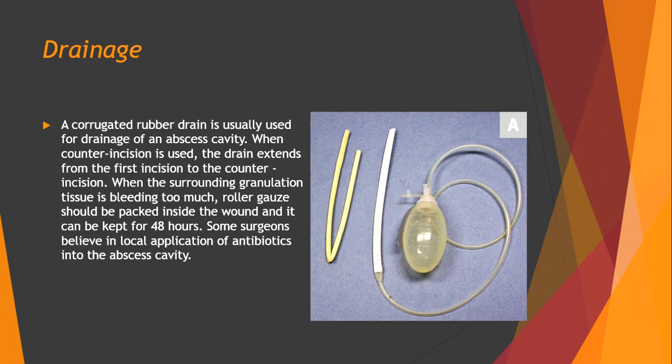Drain. A corrugated rubber drain is usually used for drainage of the abscess cavity. When counter-incision is used, the drain extends from the first incision to the counter-incision. When the surrounding granulation tissue is bleeding too much, roller gauze should be packed inside the wound and it can be kept for 48 hours. Some surgeons believe in local application of antibiotics into the abscess cavity. Some believe, and I don't believe.